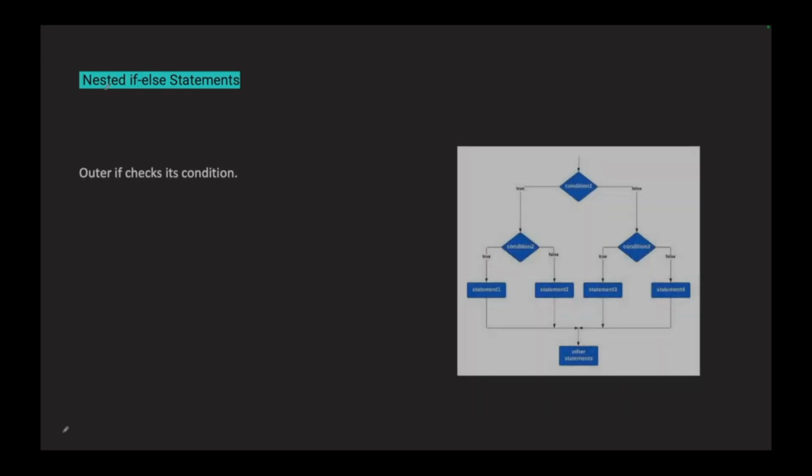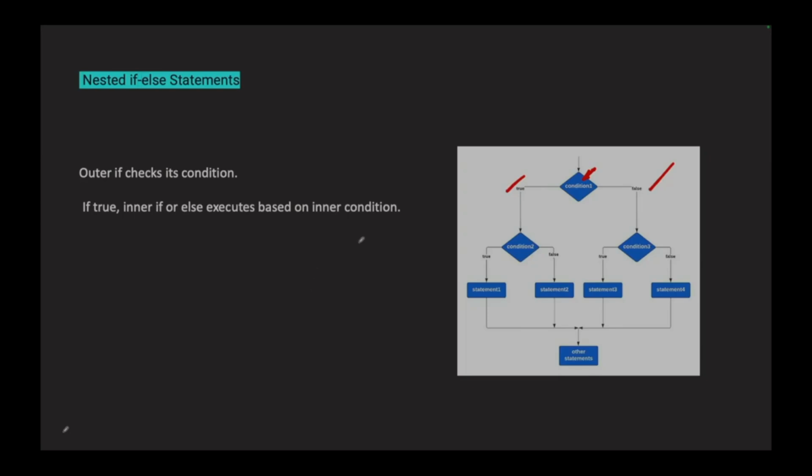Now a bit higher, that is nested if-else statement. The word nested itself very clearly defined. Outer if checks its condition. That means here you can see first it will get one condition over here. After that it will have two results, either it's true or false. If true, the inner if or else executes based on the inner condition.